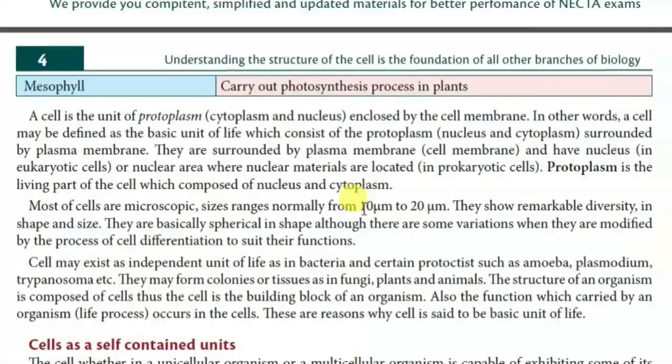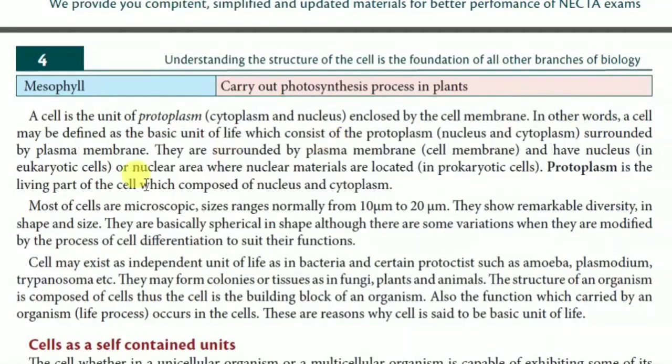So what we can say is that a cell is the unit of protoplasm, that is cytoplasm and the nucleus. Kwa hiyo kila cell unayojua wewe ina protoplasm and the nucleus, that is in eukaryotic cell, kwenye seli ambazo ni eukaryotic, lakini tutaenda kuona kwenye prokaryotic ipoje. So a cell is the unit of protoplasm, that is cytoplasm and nucleus, enclosed by cell membrane. Kwa hiyo tunakuwa na nucleus pamoja na cytoplasm zimefungwa ndani ya cell membrane.